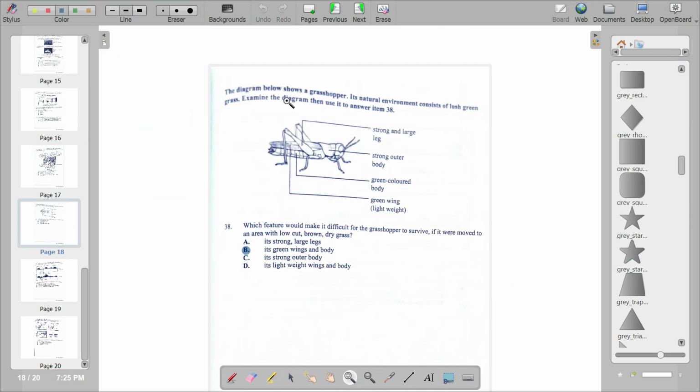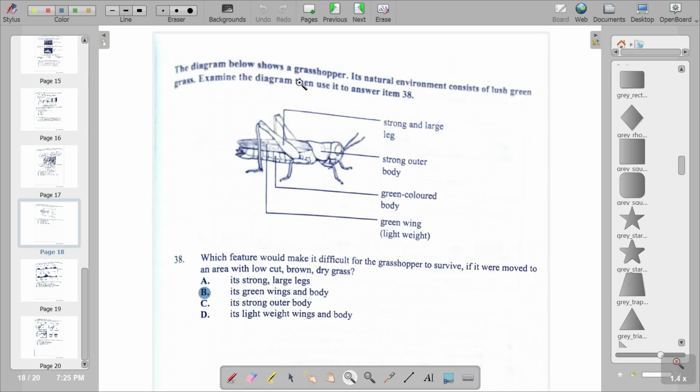Alright, we're almost there. This is 38. The diagram below shows, let's get it bigger, a grasshopper. Its natural environment consists of lush green grass. Examine the diagram, then use it to answer item 38. So you have strong and large legs, strong outer body, green colored body, green wings, lightweight. Which feature would make it difficult for the grasshopper to survive if it were to move to an area with low-cut, brown, dry grass? Its strong legs would help it. I don't think it would be any form of a disadvantage.